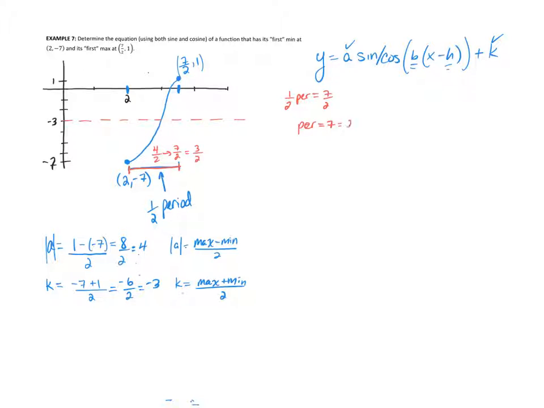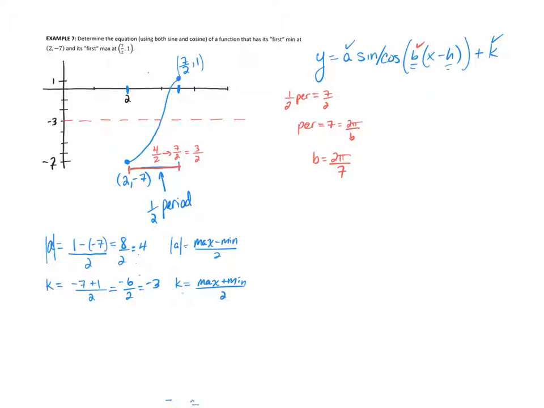And set that equal to 2 pi over b. That's one way we could do this. Cross multiply and solve for b, and we'd get b as 2 pi over 7. So that's a huge thing. Now we have b accounted for. So now the only thing left is h. This is going to be a little tricky.